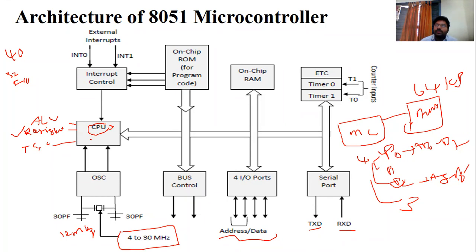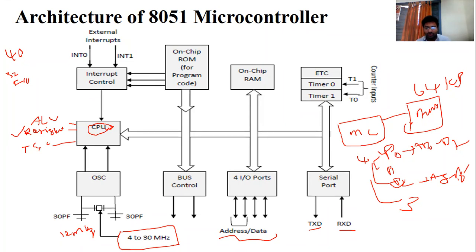Then at the same time we have some flag registers. In the special function registers, you have a lot of registers available, which may be 8-bit registers as well as 16-bit registers. Whatever it may be, you know how the microprocessor CPU works. Likewise, the 8051 microcontroller CPU also works.